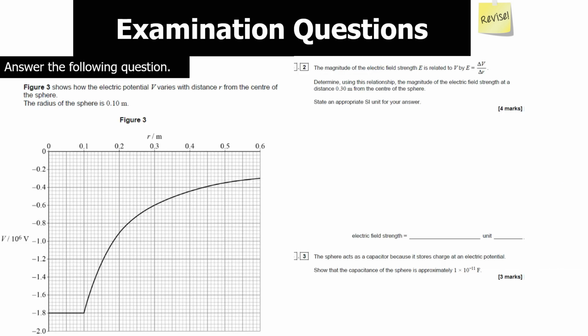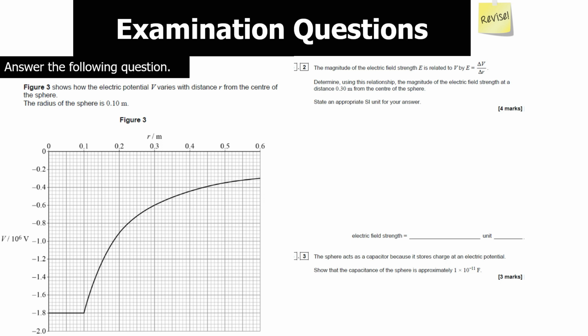The next question says, figure 3 shows how the electrical potential V varies with distance r from the centre of the sphere. The radius of the sphere is 0.10 meters. So the magnitude of the electrical field strength E is related to V by the equation E equals delta V over delta R. So determine, using this relationship, the magnitude of the electrical field strength at a distance 0.30 meters from the centre of the sphere, and state an appropriate SI unit for your answer.